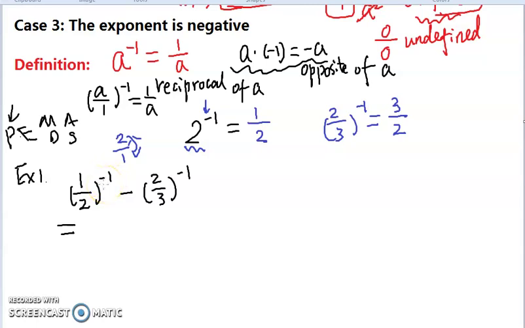We have to flip it. If we change it to decimal 0.5, we cannot flip it anymore. So we would like to keep it as the fraction 1 over 2. So now we go by the definition. 1 over 2 raised to -1 means flip 1 over 2. We get 2 over 1.